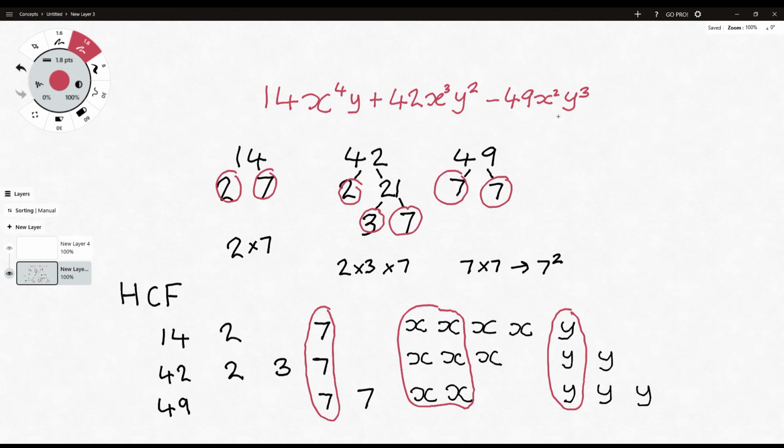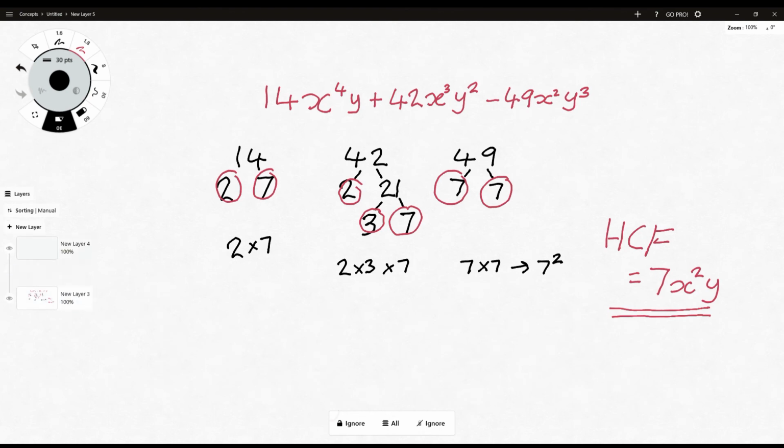So we can now write our full HCF, and what we do to write the HCF, we put in the numbers to the left hand side. So our HCF, we found before that our numbers were 7, and the algebraic terms rather were x squared and y, and that is how we find the HCF of a set of terms. The next stage of the process is to factorize.